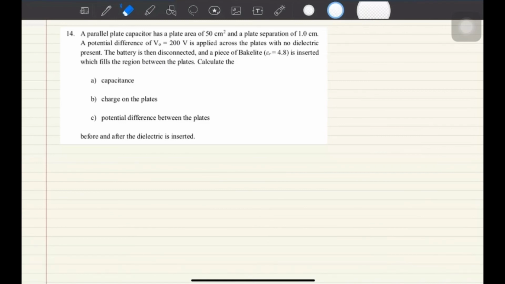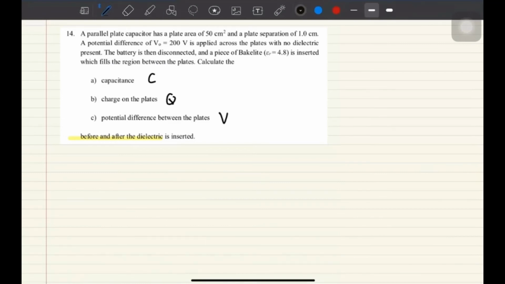Okay, and then separation 1 cm, potential difference 200 volt is applied across the plate with no dielectric present. The battery is then disconnected and a piece of bakelite is inserted which fills the region between the plates. Calculate the capacitance, charge on the plates and potential difference before and after the dielectric is inserted. So dia nak cari C, dia nak cari charge, dia nak cari potential V. So dia nak before and after.